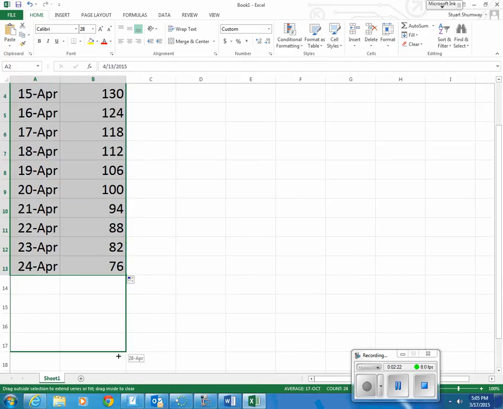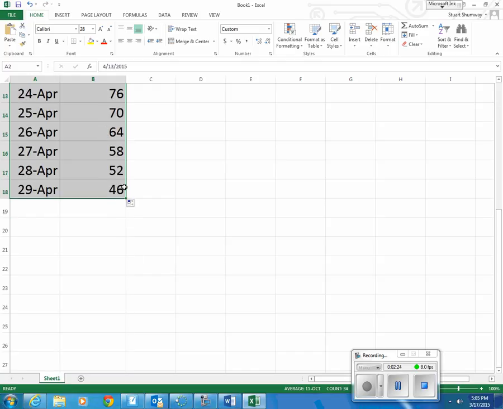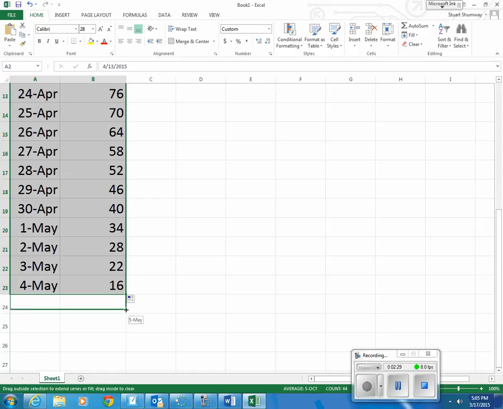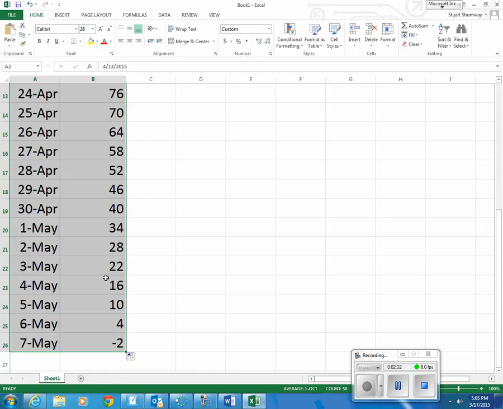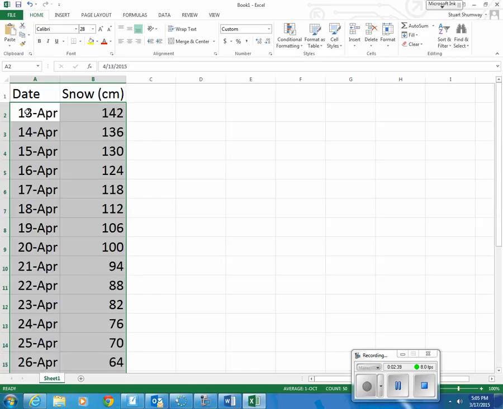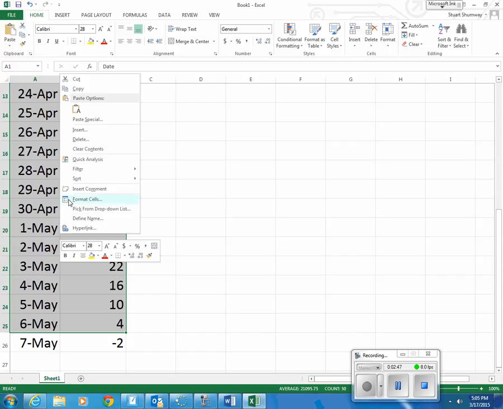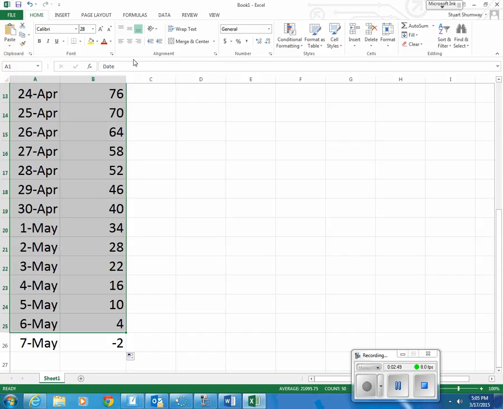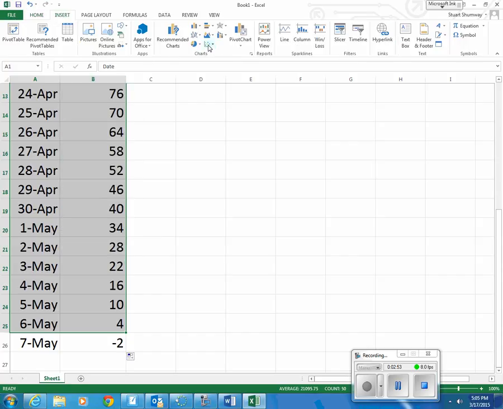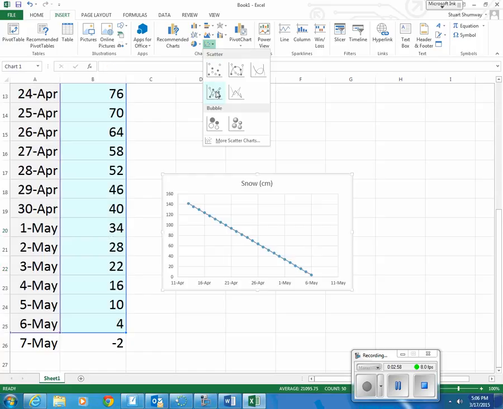So it looks like I need to go further and a little further. Okay, -2 inches of snow. Well, anyways, it's all gone. So if we graph that, select what we want to graph, and once that is selected, we're going to go to Insert, Scatter Chart, Scatter Plots, and we're going to connect the lines.